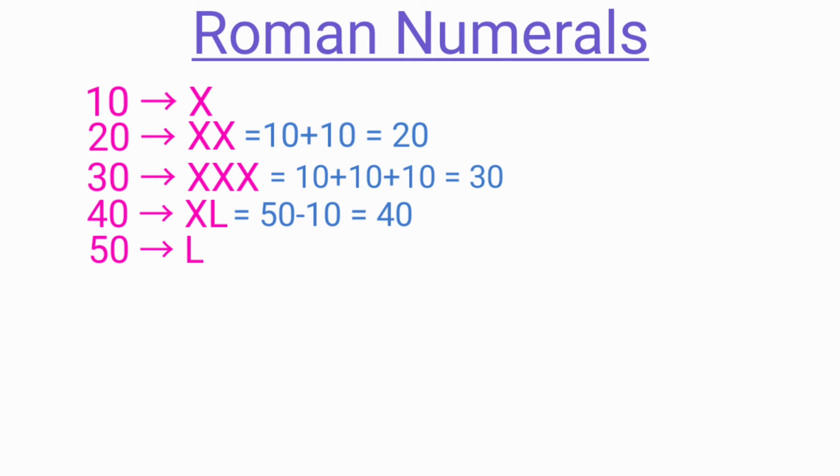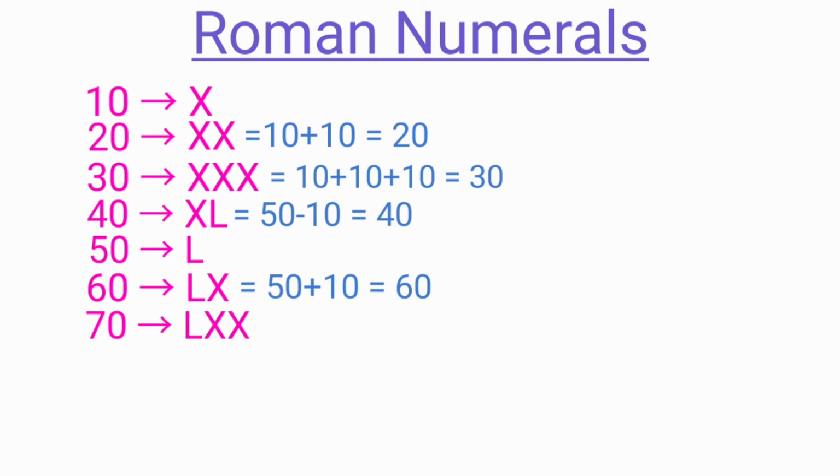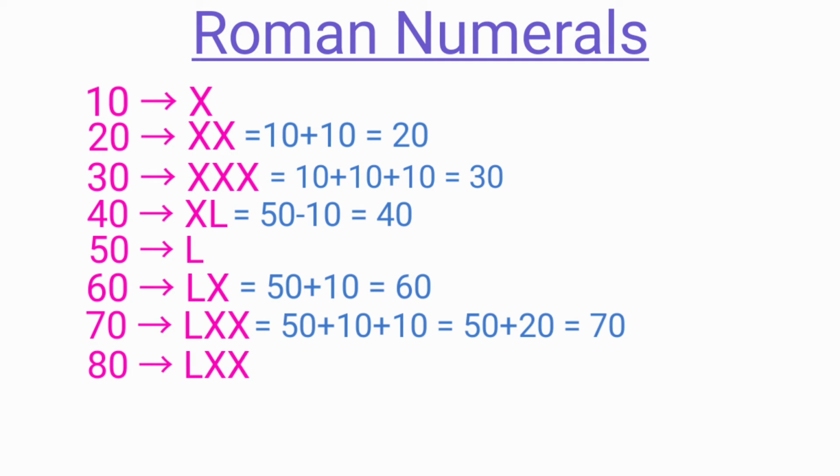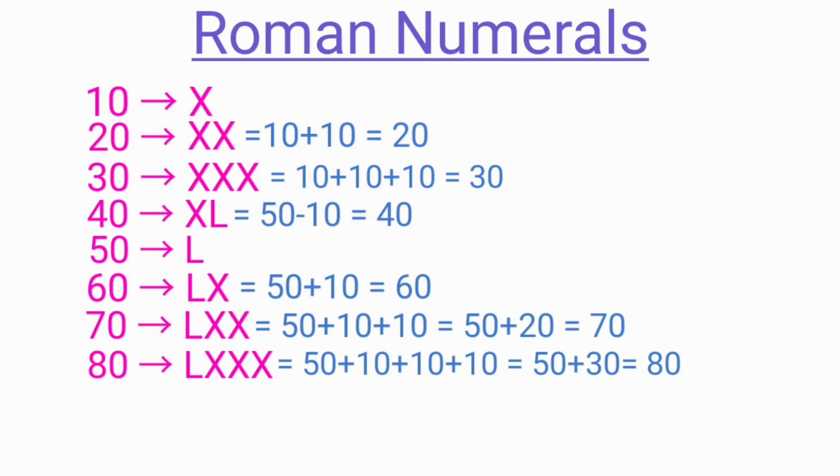Now, to write 60, we will place X on the right side of the L. According to the addition rule, the values of X and L will be added. That is, 50 plus 10 is 60. Now, to write 70, we will place 2 times X on the right side of the L. Value of L is 50 and 2 times X is 20. That is, 50 plus 20 is 70. To write 80, we will place 3 times X on the right side of the L. Value of L is 50 and 3 times X is 30. That is, 50 plus 30 is 80.